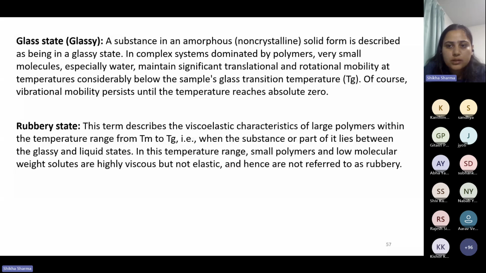What is the glassy state? Is it clear? Yes, ma'am. So what is the glassy state? In the glassy state there is the amorphous or non-crystallized form, mostly polymers form it, and very small molecules like water maintain significant translational and rotational mobility at temperatures considerably below the sample's glass transition temperature, Tg. Every material has a glass transition temperature. So below the glass transition temperature, the translational and rotational mobility will be very high.